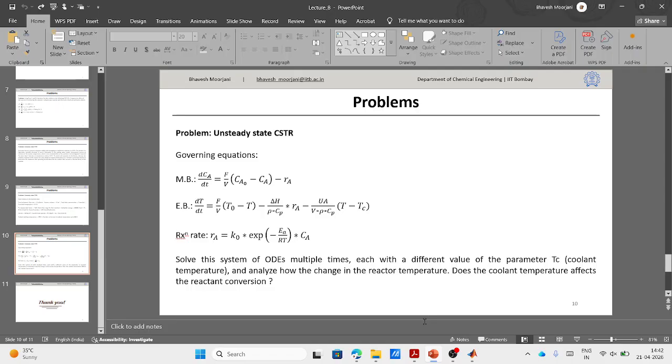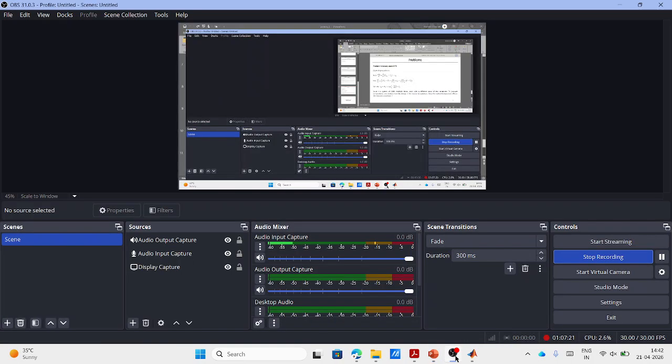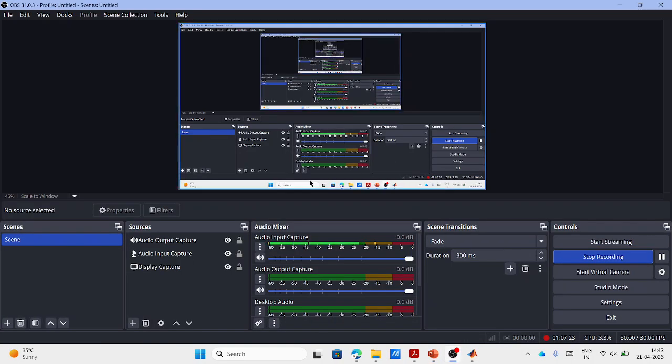Okay, so that's it for today's class. Do look into these examples, try to understand. If you have any query, do reach out to me.